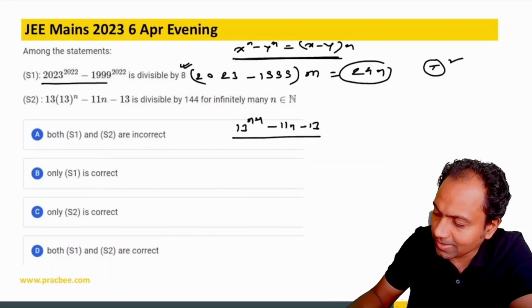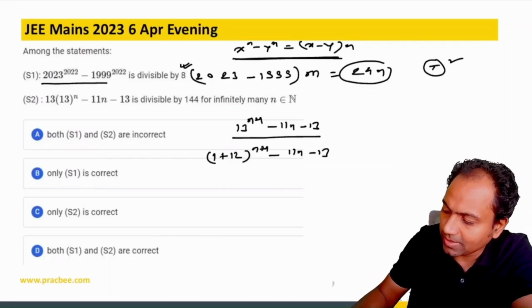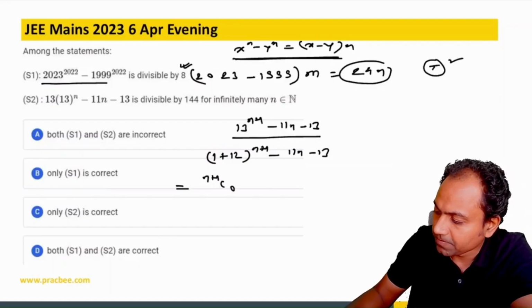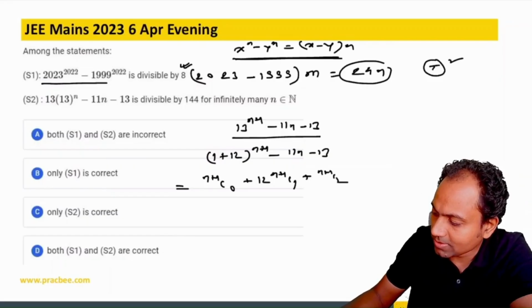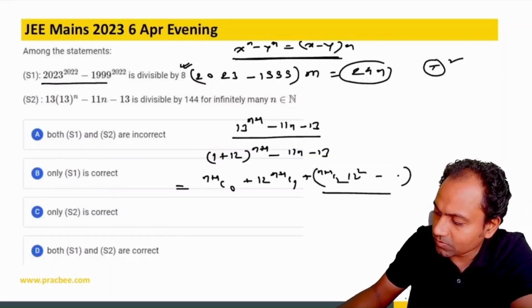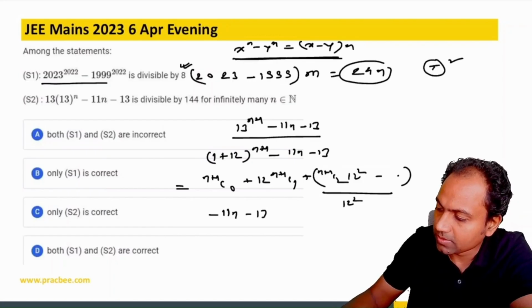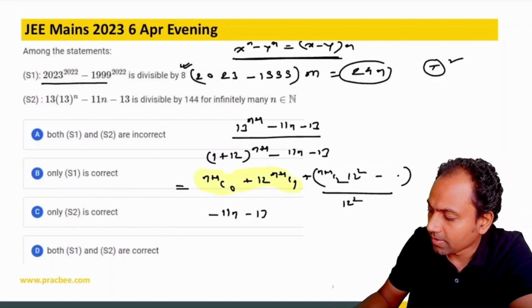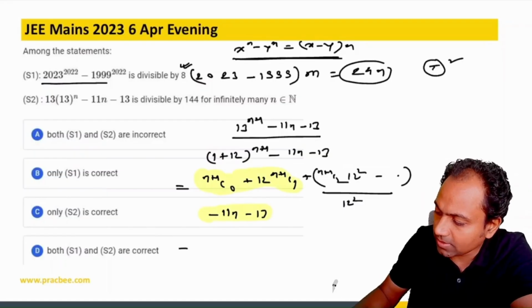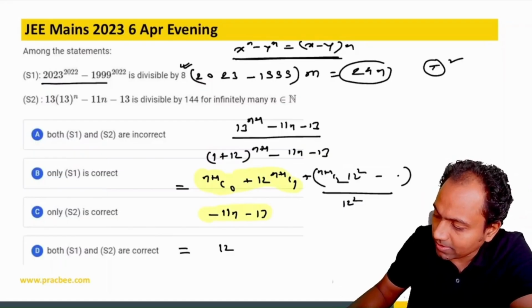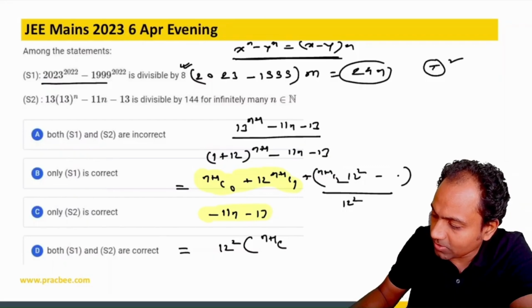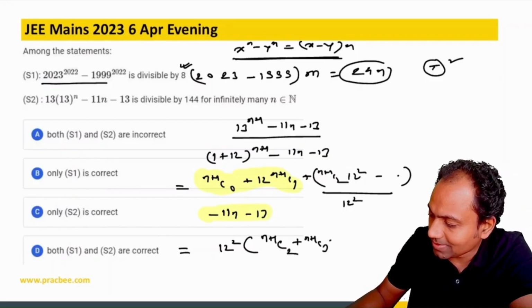What I can do is the first thing I can write this part as nothing but 1 plus 12 raised to the power n plus 1 minus 11n minus 13 and write its binomial expansion. So n plus 1 c0 plus 12 times n plus 1 c1 and then n plus 1 c2 12 square, and so on and so forth. So all this would be a multiple of 12 square, and then what is written is 11n minus 13. If you look into these first two terms, this is exactly equal to this part, so they will cancel each other out, and what you are getting is 12 square I can take common from the remaining terms, so n plus 1 c2 plus n plus 1 c3 into 12, and so on and so forth.